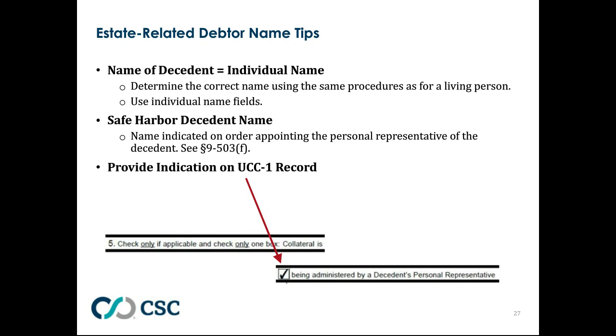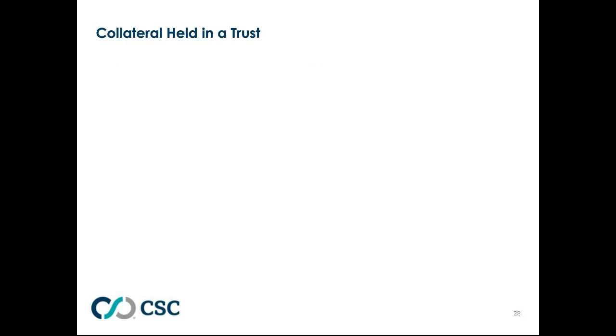The next type of debtor is for when the collateral is held in a trust. Again, for estates and trusts, aside from a trust that is a registered organization like a statutory business trust, the factor used to determine the correct name of the debtor is not the type of debtor, but rather the status of the collateral. So that's the case for a common law trust.